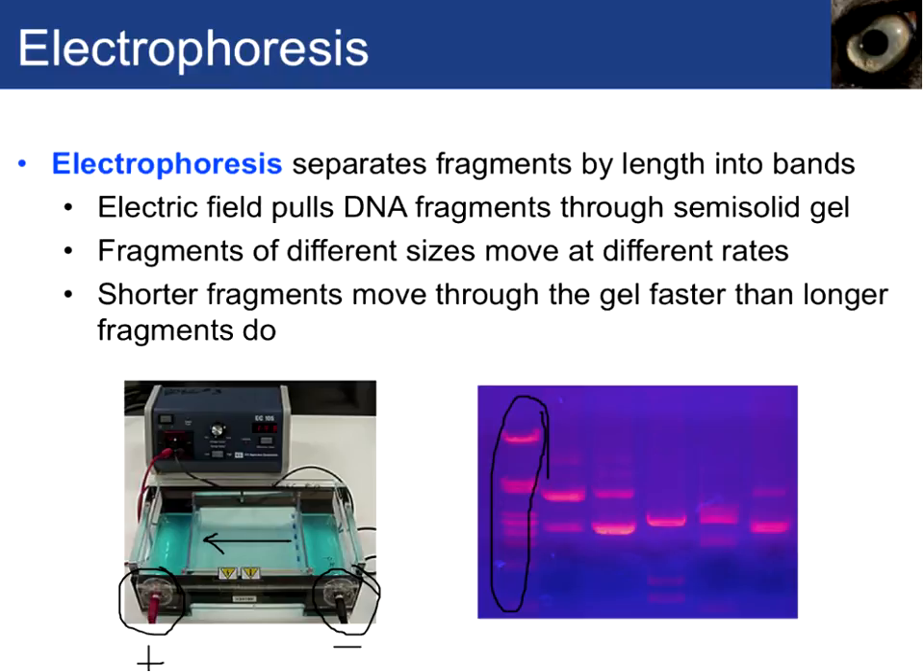In the picture, the bands travel from the top to the bottom of the gel. The bands at the bottom are DNA fragments that are smaller than the DNA fragments in the bands at the top of the gel. So this band right here is smaller than the one right above it, which is the longer one, because it moves through the gel faster.